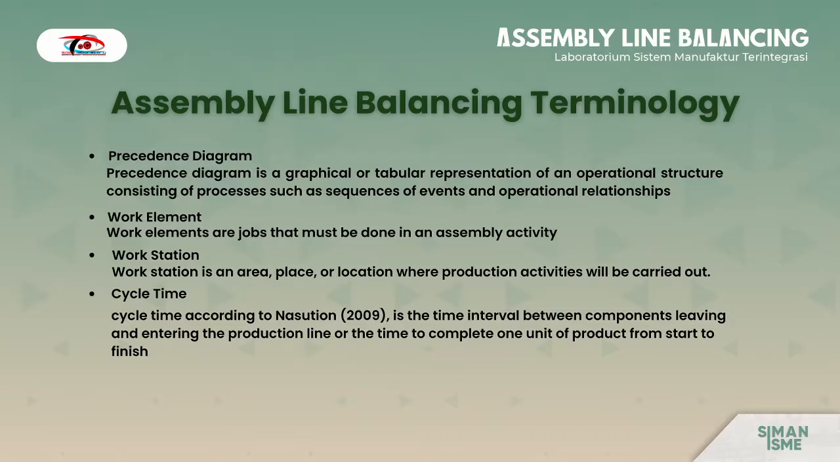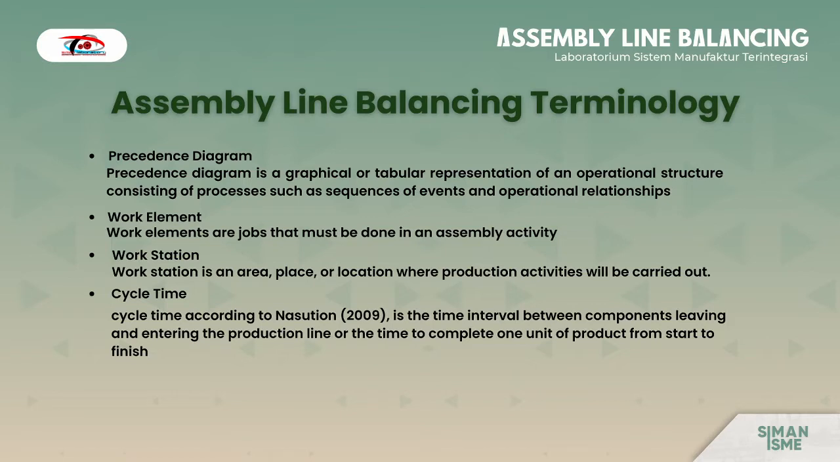Now the terminology of assembly line balancing. The first one is the precedence diagram. A precedence diagram is a graphical or tabular representation of an operational structure consisting of processes, such as the sequence of events and operational relationships. The second, work element. Work elements are jobs that must be done in an assembly activity. So there are some tasks that should be done before you can move to the next task.